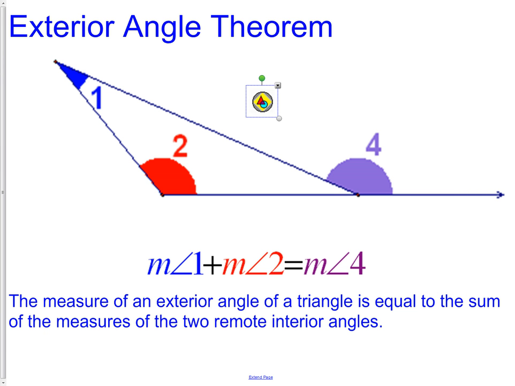We have angles 1 and 2 are equal to angle 4. The measure of an exterior angle of a triangle is equal to the sum of the measures of the two remote interior angles.